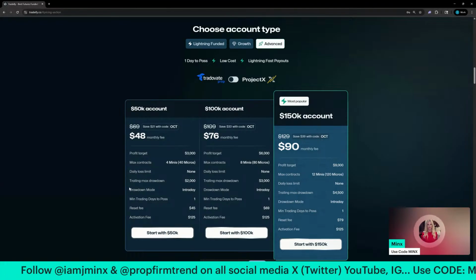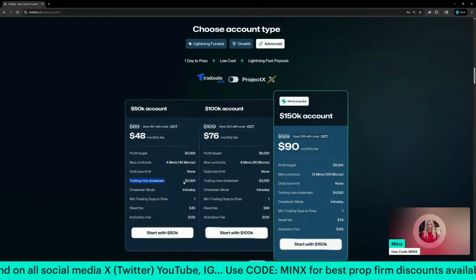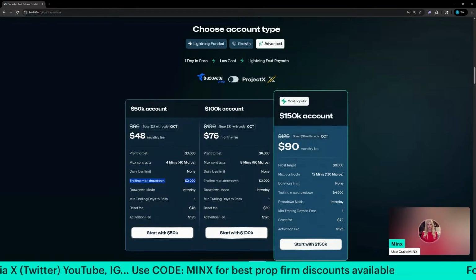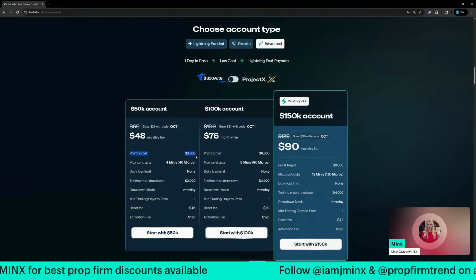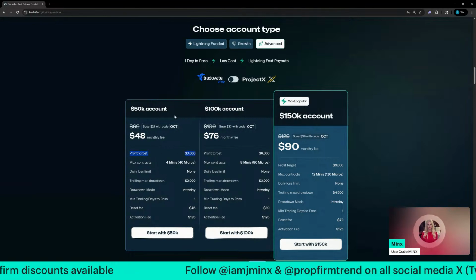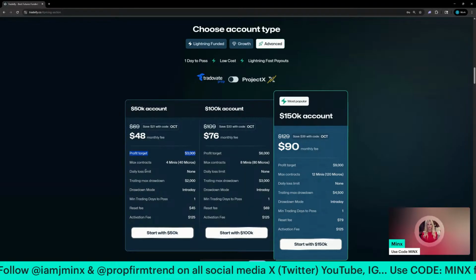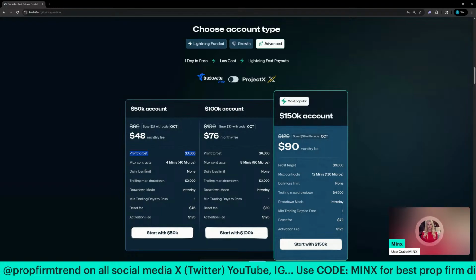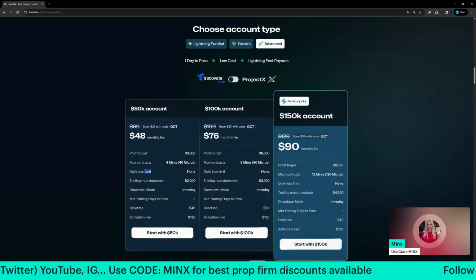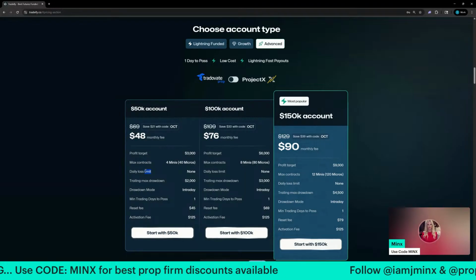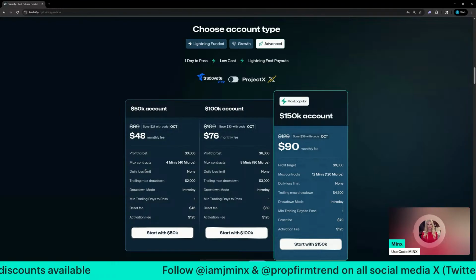Intraday drawdown mode is intraday, and your trailing max drawdown is $2,000. Minimum days to pass is 1 day. So if you hit $3,000 in 1 day, this is for a 50K account, you will get an email that night that you passed the account, and starting the following day, anything that you earn in that account is what you get to keep.